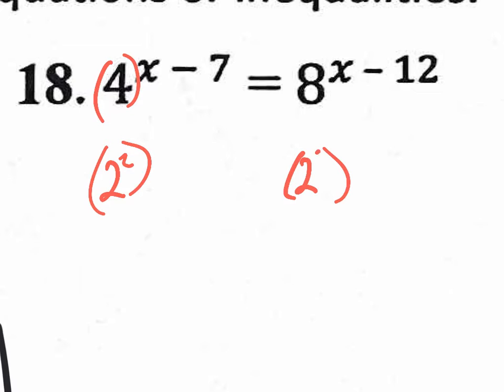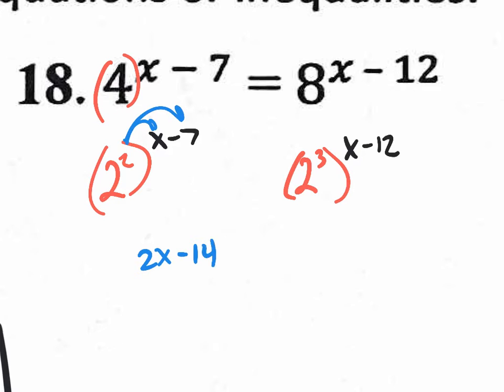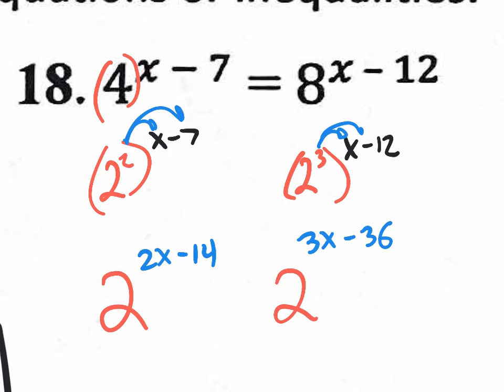2 to the 3rd. Okay, so we still have x minus 7. We still have x minus 12. Let's distribute 2 times x. We'll get 2x. 2 times negative 7, negative 14. It's still the power of base 2. Same thing over here. 3 times x, it's 3x. 3 times negative 12, it's negative 36. And it's still the power of base 2. And there's still this equal sign that's between them. So I have 2 to this power equals 2 to this power. That must mean that these powers must be equal to each other.